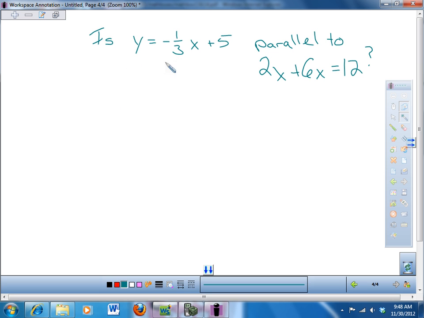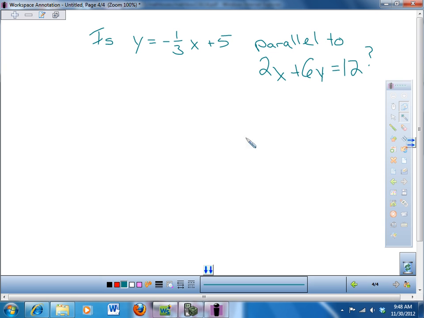This one isn't in slope-intercept form, so I don't know the slope. I have to put this one into slope-intercept form first. Sorry guys, that should be a y, not an x. This is in standard form, okay? So the first thing I want to do is get the y by itself. How do I do that?